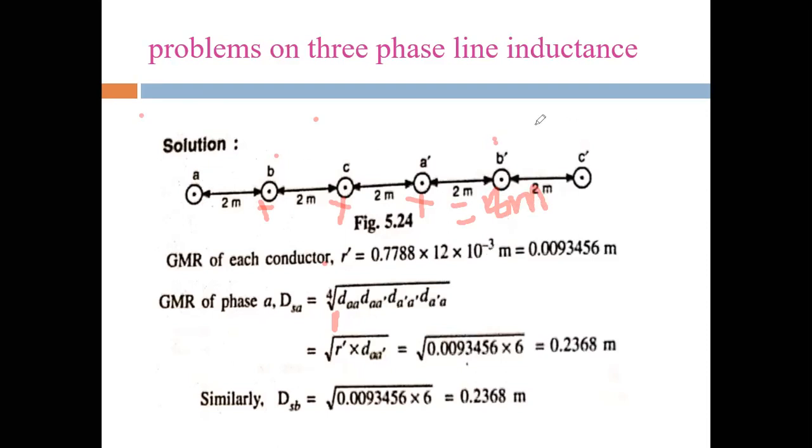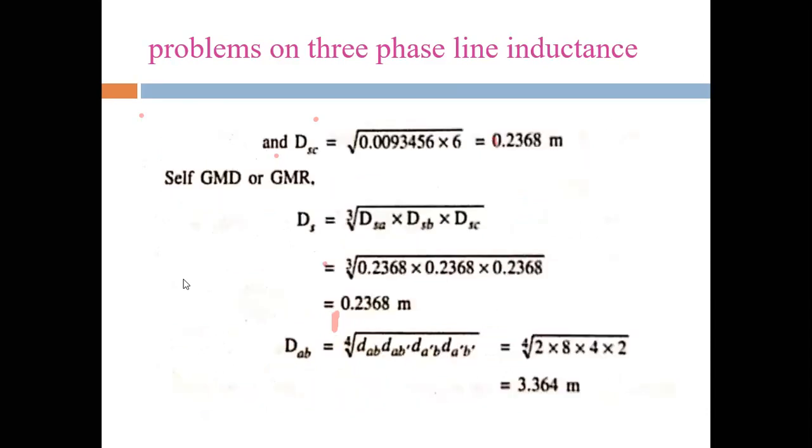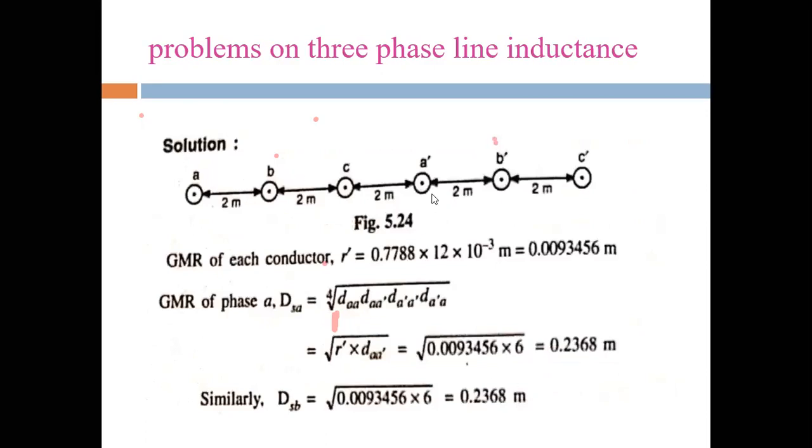Then substitute these values and find out DAB. DAB is equal to the fourth root of DAB, DAB dash, DA dash B and DA dash B dash. A to B distance is 2 meters, A to B dash is 8 meters, and then A dash to B.